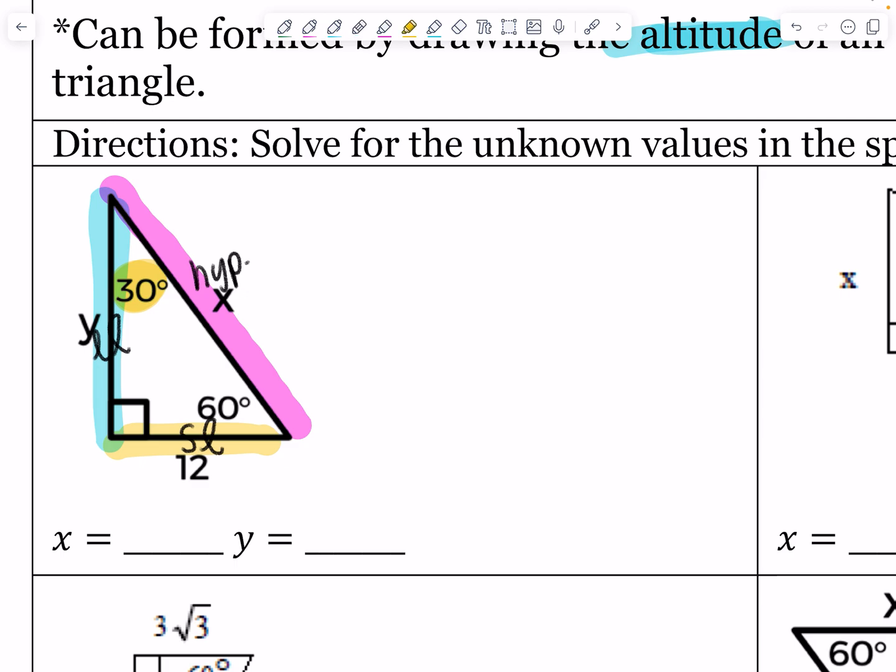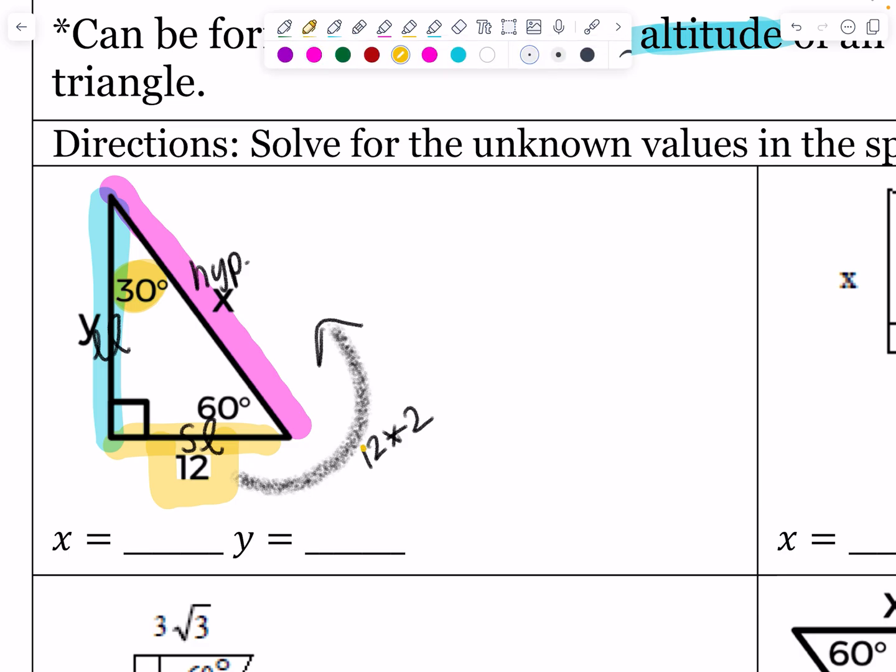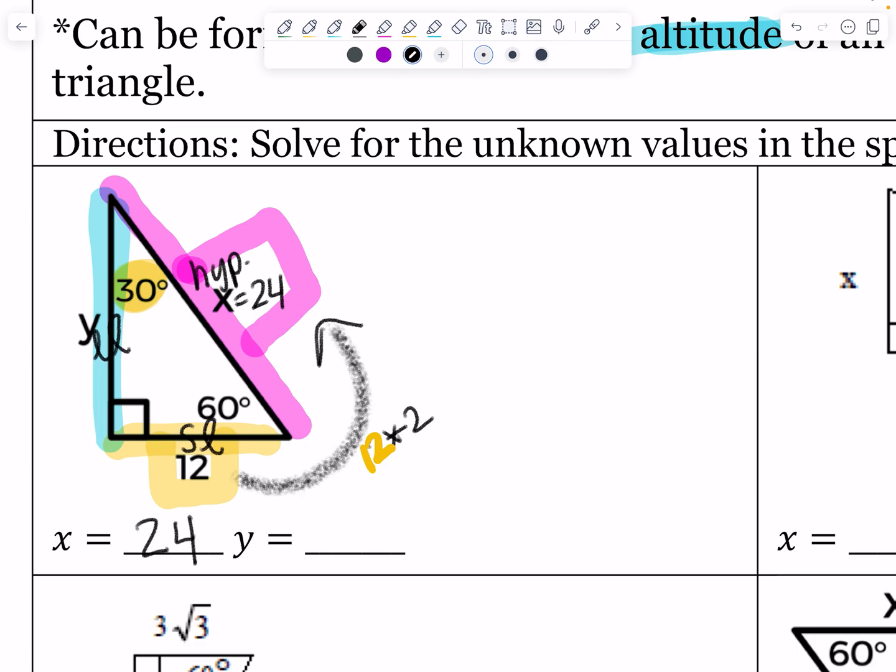So what we currently have is our shortest leg. How do we get to the hypotenuse? What is my relationship? To get to the hypotenuse, we take the short leg, which is currently 12, and we multiply that 12 by 2. We take that whole number 12, which is what the yellow amount was, and multiply that by 2. So what happens when you do 12 times 2? That gives me 24 for my hypotenuse. So my hypotenuse value is 24. It is just double the short leg. So x is 24. Okay?